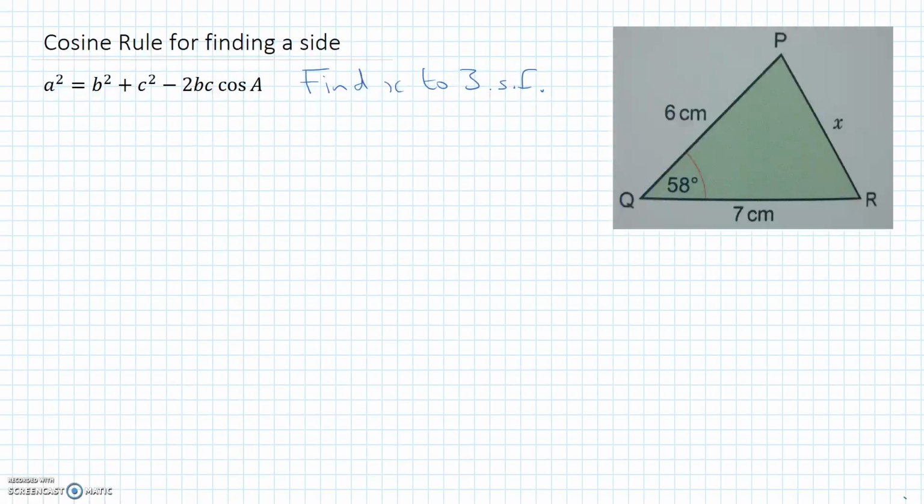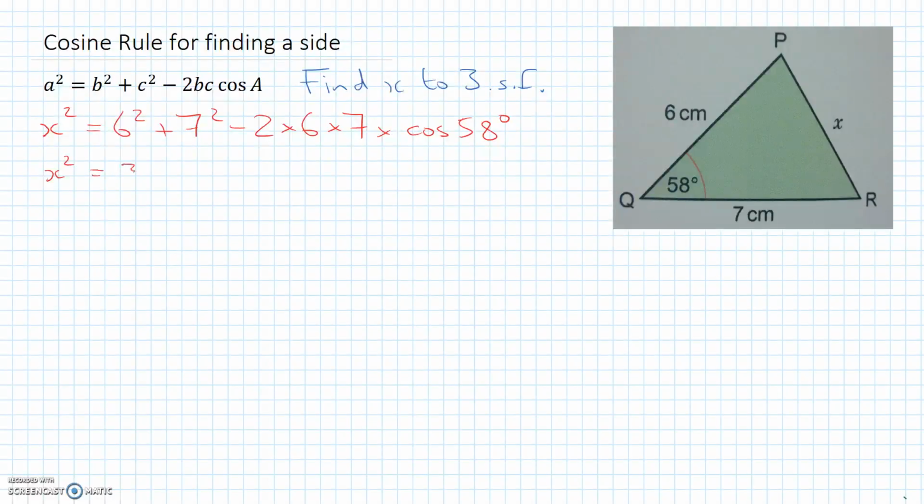So we can rewrite our formula with a squared as x squared equals b squared, so let's put 6 squared, plus c squared, put 7 squared, minus 2 times 6 times 7 times the cosine of 58 degrees. Okay, so we can simplify that a little maybe before we use our calculator.